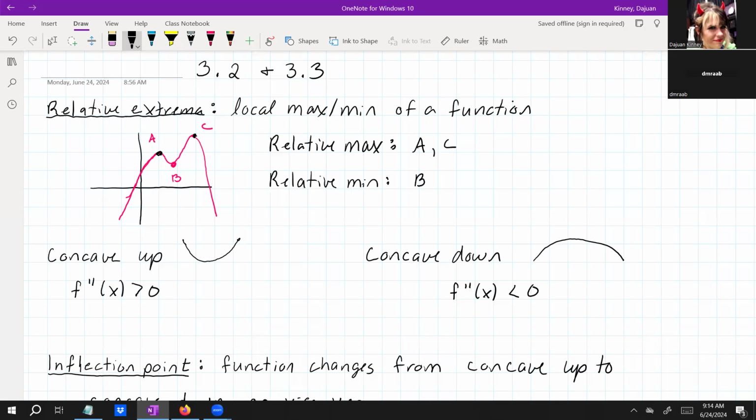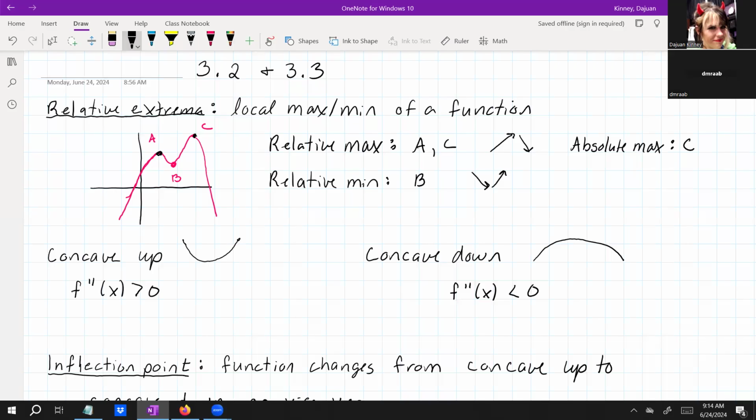So for both of these, our function goes up and then it goes down, so it looks like it creates a max or a min. This one is the opposite. We go down and then we go up, and we have an absolute min or max, and that occurs at C. So one of your relatives can be an absolute and vice versa.